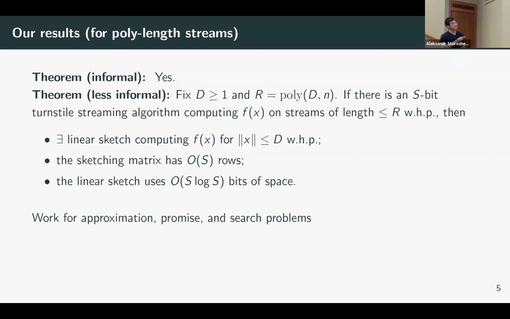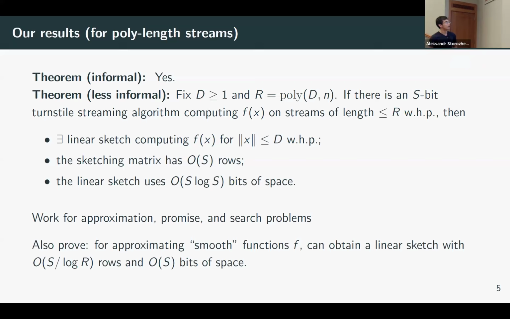Okay, so I guess this theorem is stated for the exact computation of some function f, but just for simplicity for this talk, we will focus on this regime. But the same statement also holds for approximating some parameter or maybe promise problems or search problems. And we also prove another version of the theorem for specifically approximating smooth functions f under some definition of smooth. And in that case, we can actually obtain tight results for smooth functions.